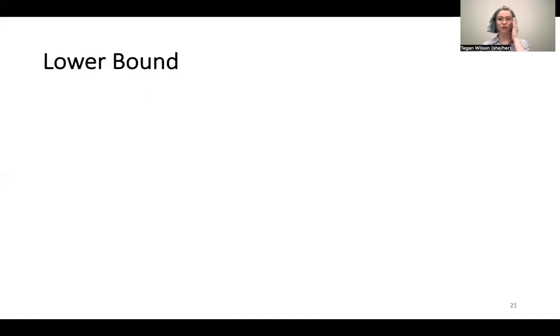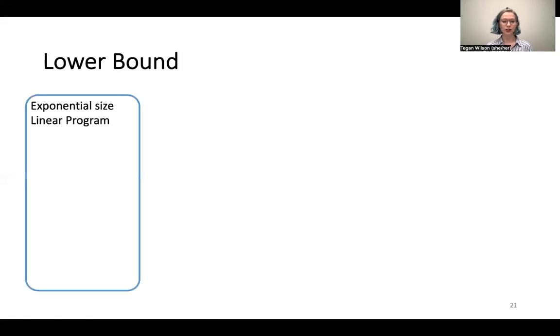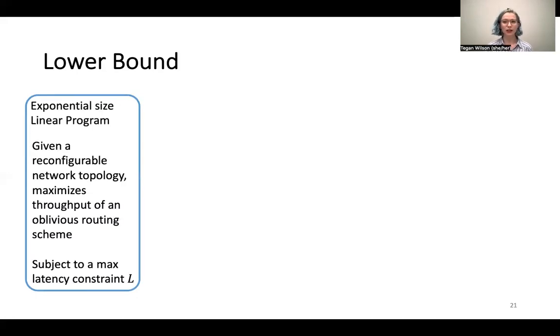First, I'm just going to give an overview of the techniques that our lower bound uses. We start by writing an exponential size linear program. This linear program, given a particular reconfigurable network topology, attempts to find an oblivious routing scheme that maximizes throughput subject to a maximum latency constraint, capital L. Then we perform a trick to turn this exponential size LP into a poly size LP.